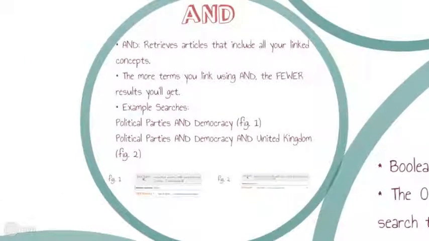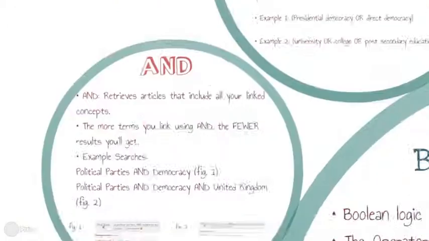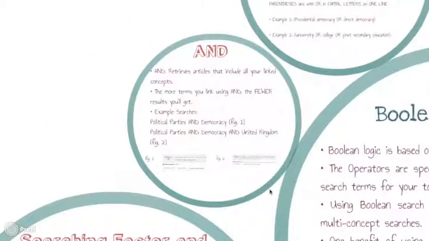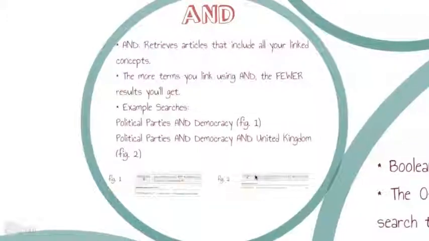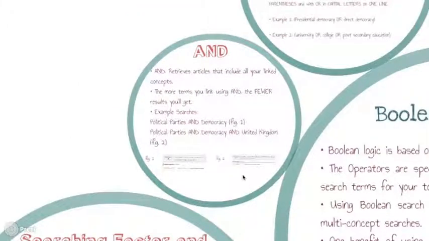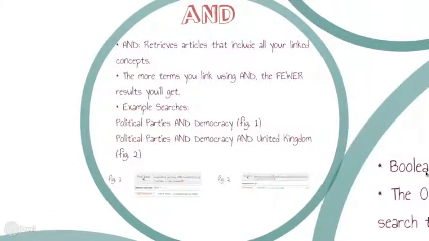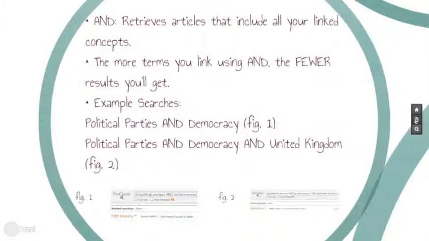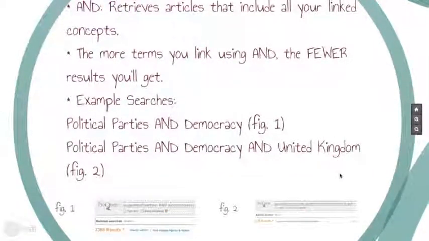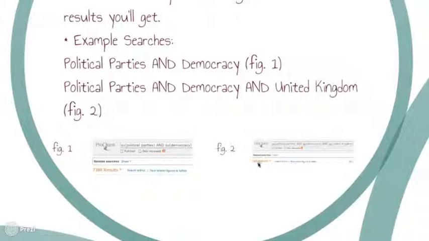But if I try and narrow it down by adding another term, this is being very uncooperative, we get 128 results just by adding another term. Now, a word to the wise is that you will want to avoid adding too many terms so that your search gets too specific and you won't get any results at all.